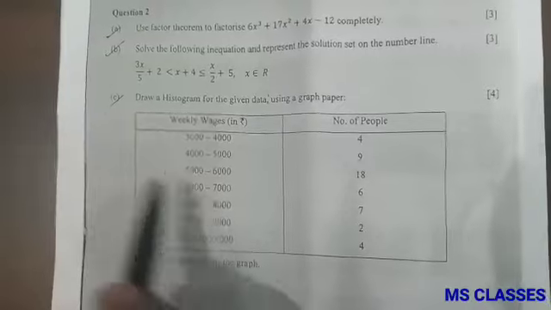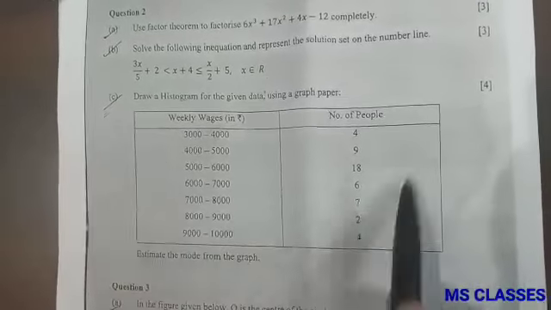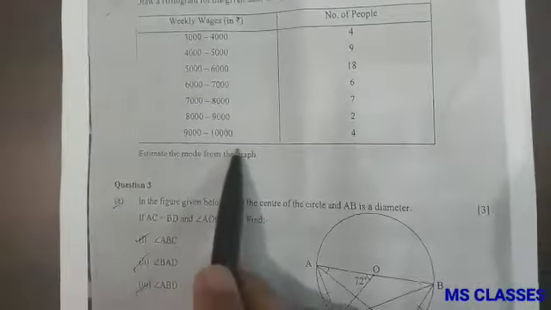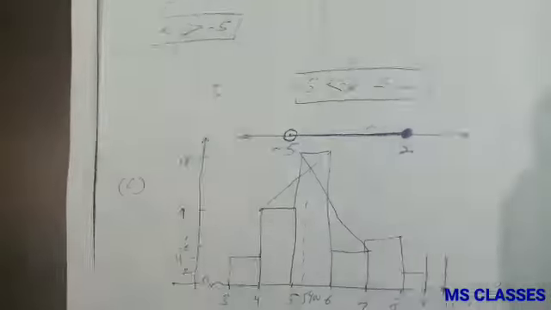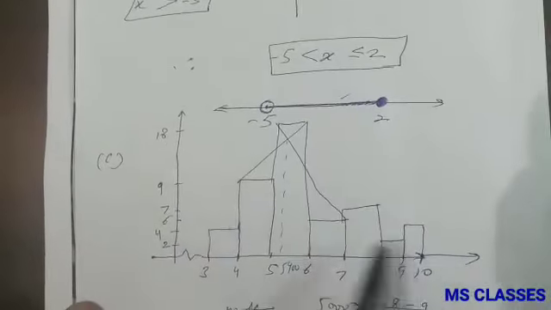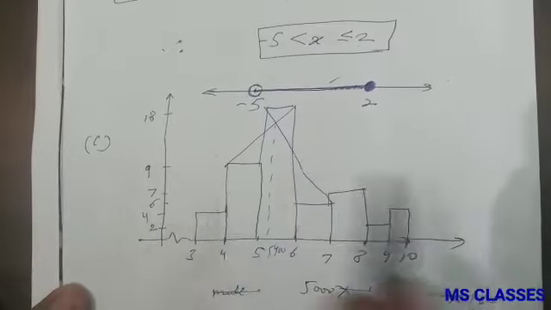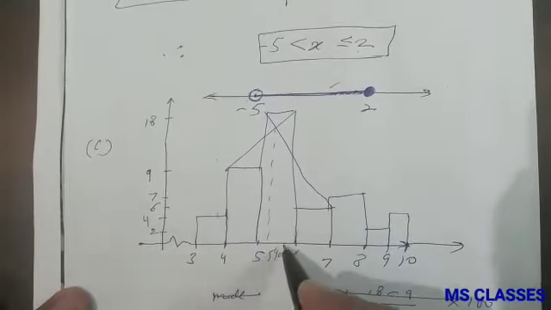C part. Draw the histogram for this and estimate the mode from the graph. So this is a rough diagram. So from here you can just calculate the value, that will come around 5400.